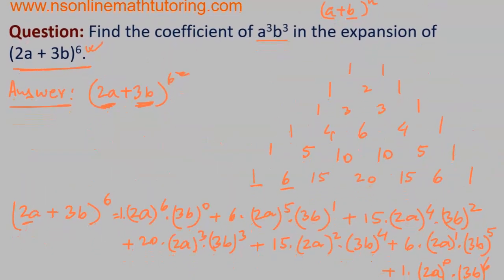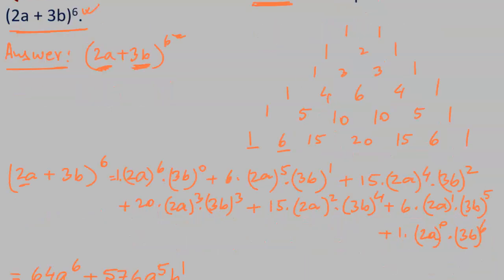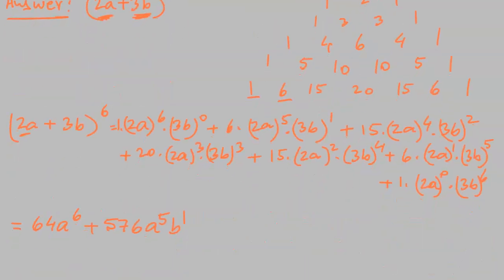You have to find the coefficient of the term which has a to the power of 3 and b to the power of 3. Only the coefficient of that term. Okay. So, it is fine if you write these, but that will be some extra work. And obviously, you will not be having any extra time during your examination.